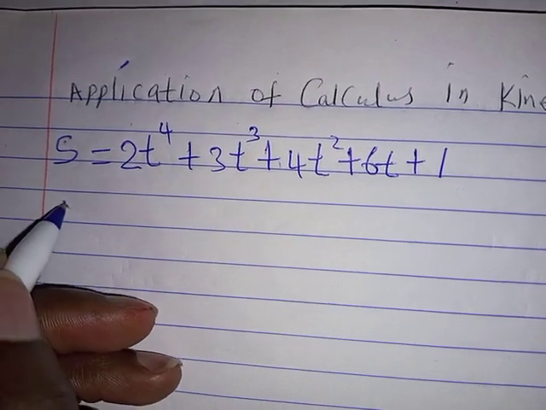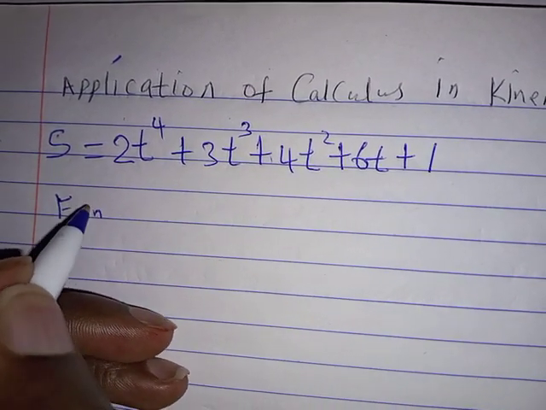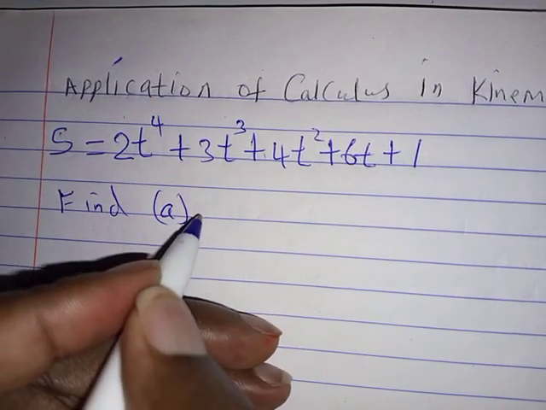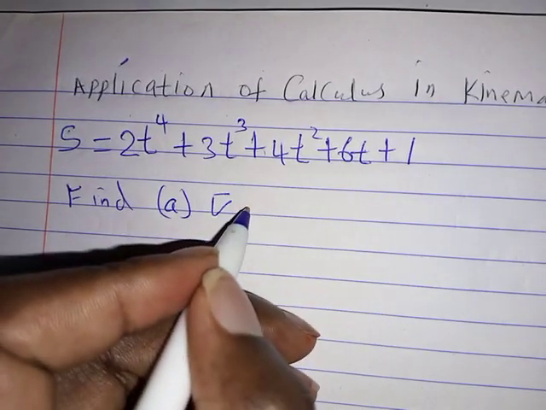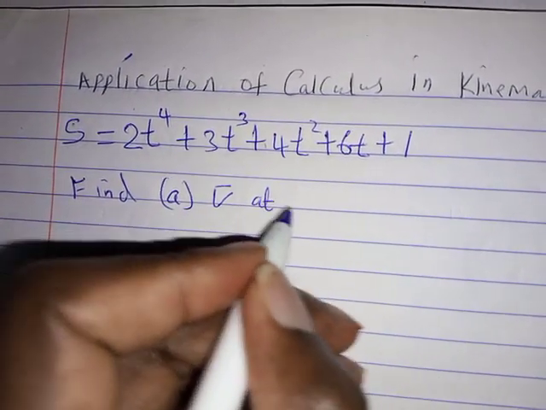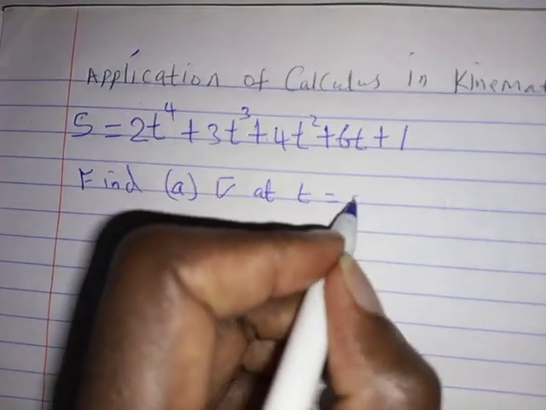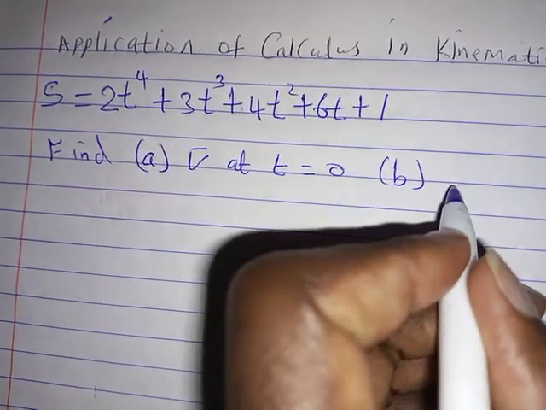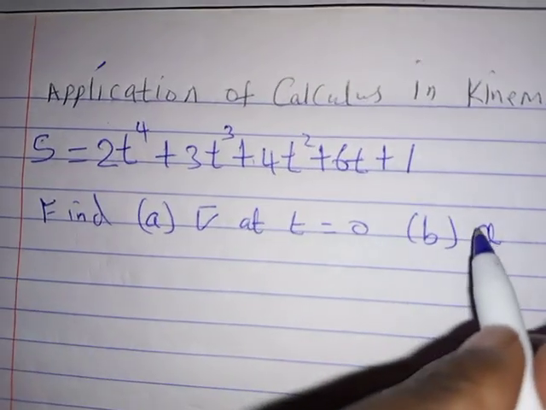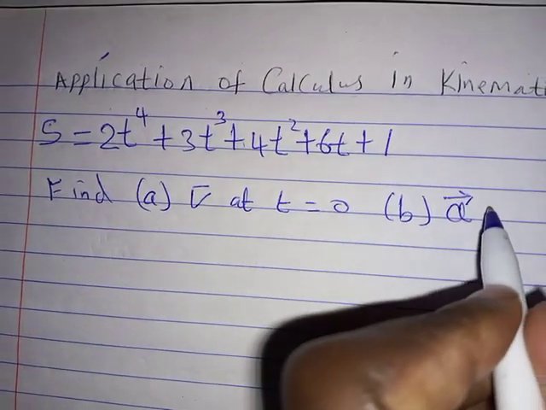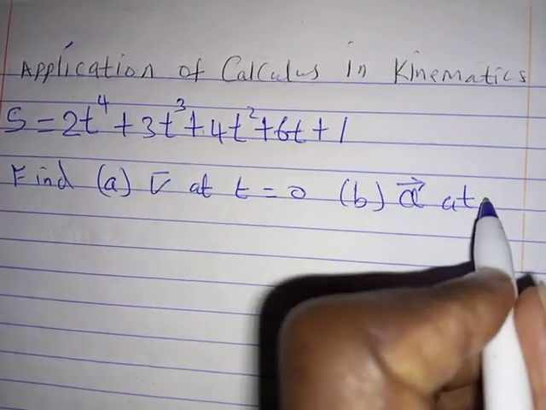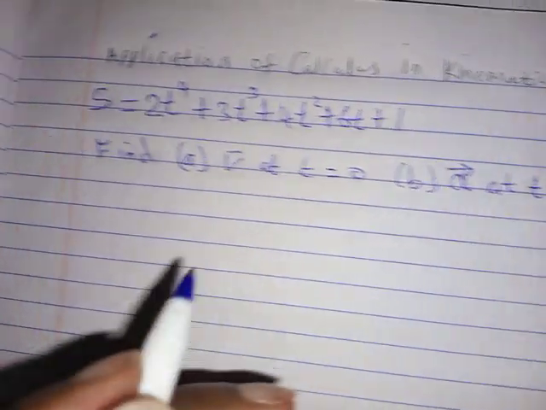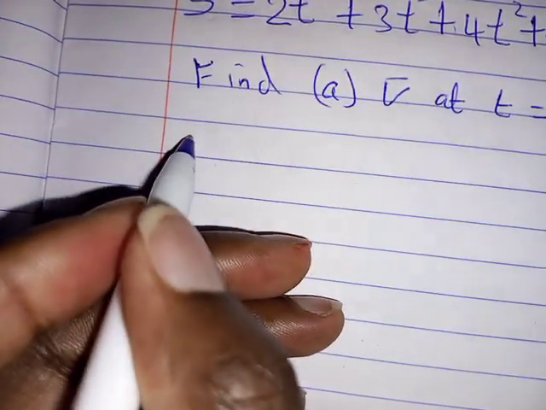So we are to find (a) the speed of the particle at t is equal to 0, and (b) the acceleration of the particle at t is equal to 1. So to do that, a solution.